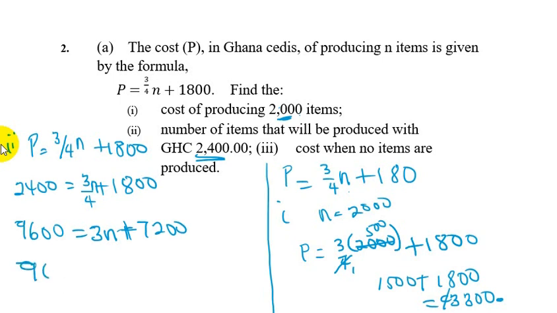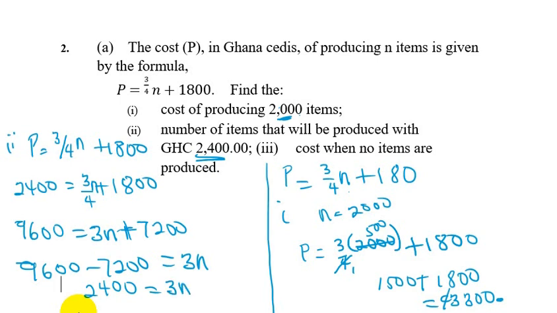So 9,600 minus 7,200 should be equal to 3n, and 9,600 minus 7,200 is going to give us 2,400 being equal to 3n. Then we divide both sides by 3. Then we are going to get n being equal to 800. So when we are producing 800 items, it means that 2,400 that was given, that's what we will get.